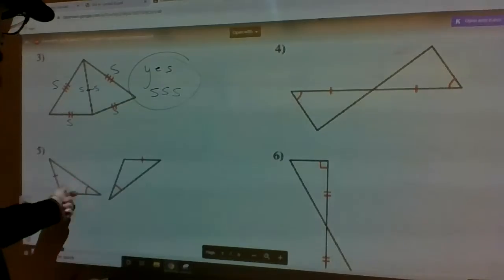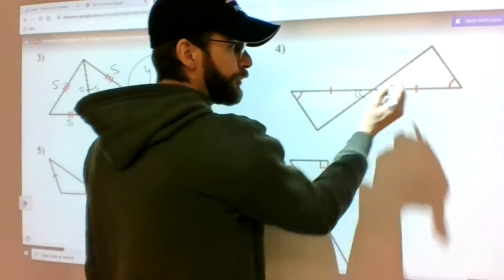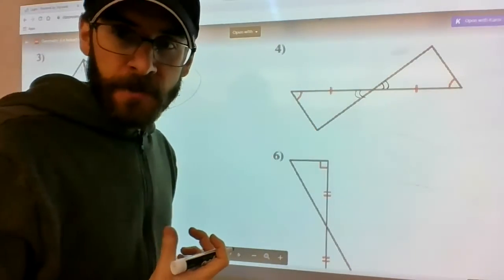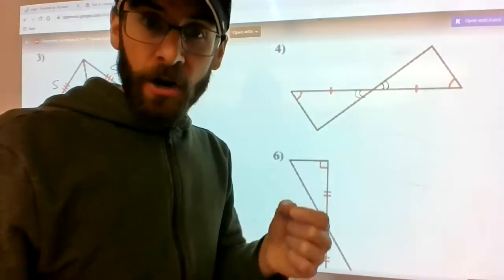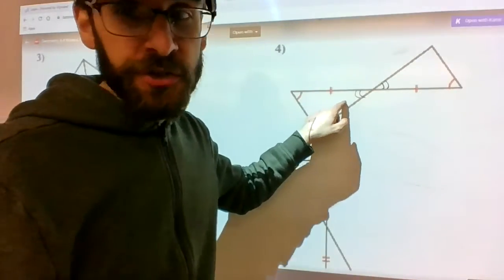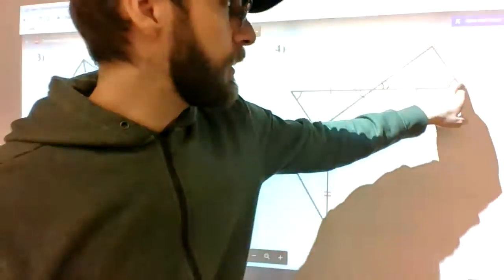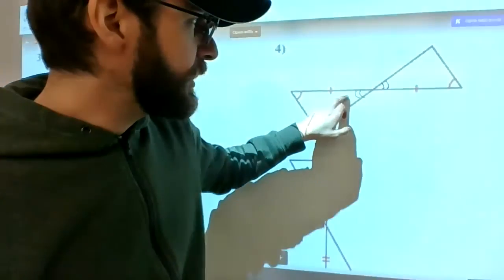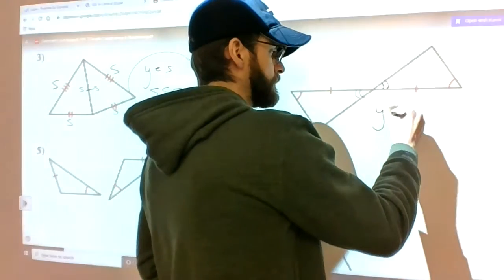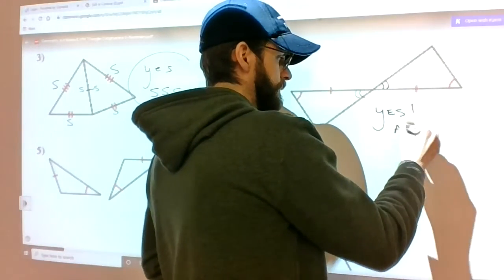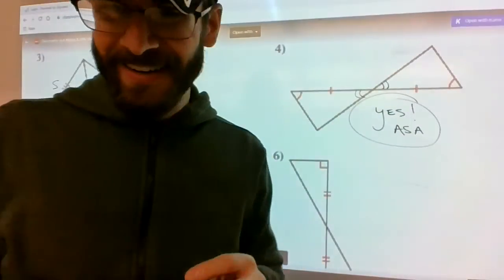Number four. Oh, we're just rolling along here. Vertical angles are congruent with each other. So remember, if two lines intersect like this, they create a pair of vertical angles, which means these two are going to be congruent when they're across from each other every time. Angle with an angle. Side with a side. Angle with an angle. Angle, side, angle, yes. Wow, 4 for 4 on the congruence here. I wonder if we're going to get a not possible soon.